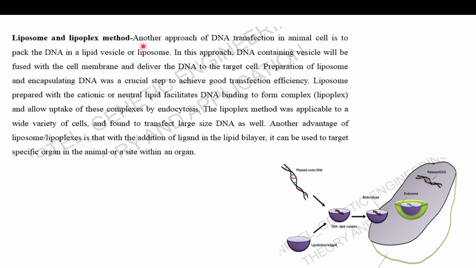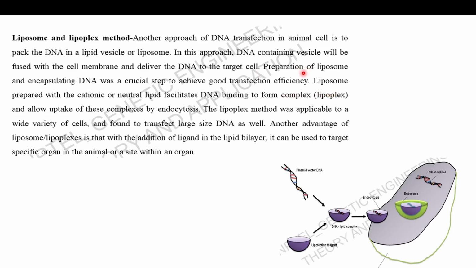And there can be a liposome or lipoplex complex again. Here, DNA is transfected or introduced into the animal cell, wherein the DNA is packed in a lipid vesicle or liposome. If something is packed in a lipid vesicle, then through the lipid bilayer, the interaction between the lipid residues and this lipid vesicle will be really compatible and good enough to pass through. In this approach, the DNA-containing vesicle will be fused with the cell membrane and the DNA will be delivered to the target cell. So this will have really fewer compatibility issues because the DNA is getting packed inside the lipid vesicle or liposome.